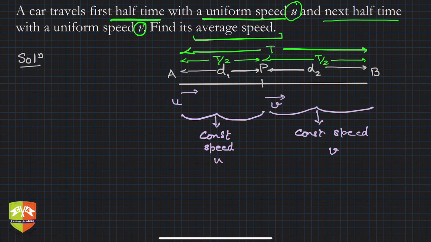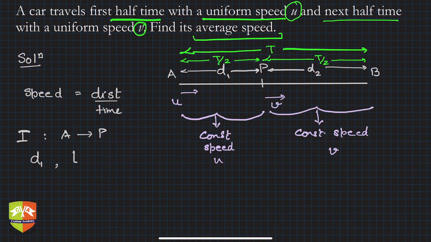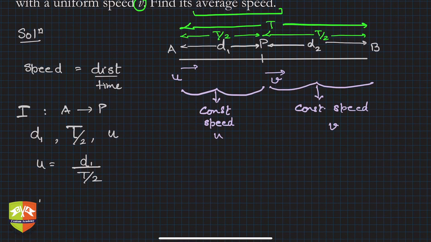Now let's go to the conceptual understanding. We know that speed is equal to distance traveled upon time taken. There are two cases. Case one is from A to point P. What is the distance? d1. What is the time taken? Capital T by 2. And what's the speed? u. So how are they related? u is equal to d1 upon T by 2. So d1 will be u into T upon 2. Cross multiplication, simple mathematics.